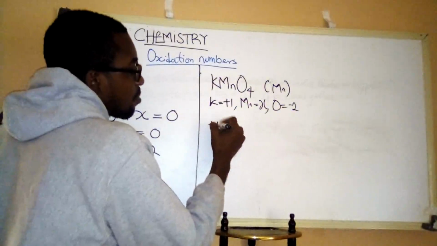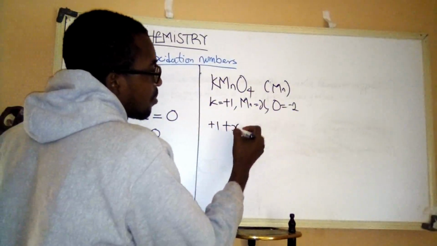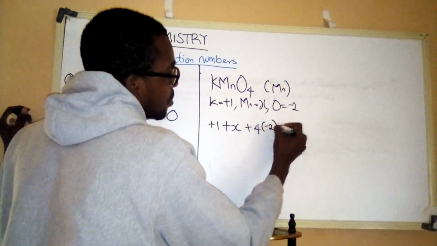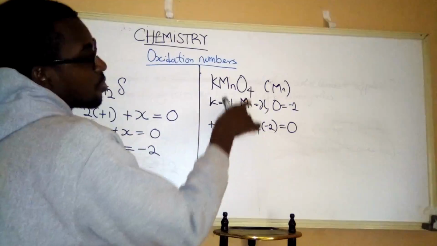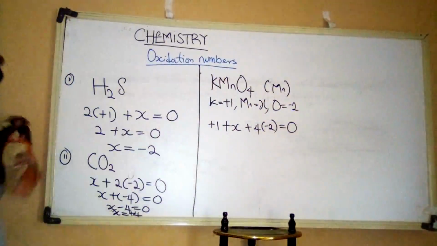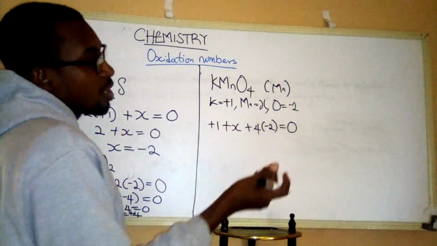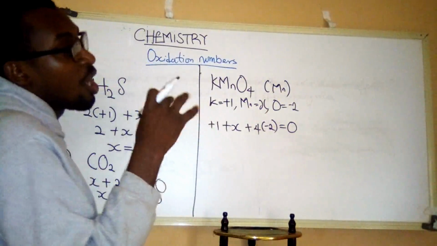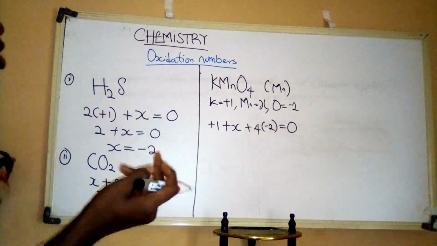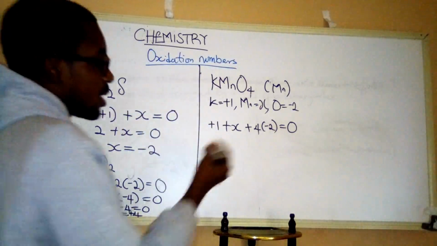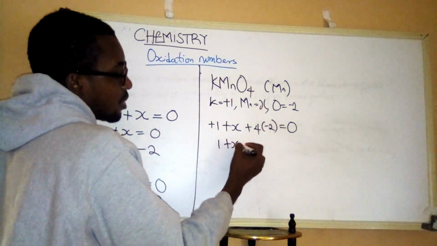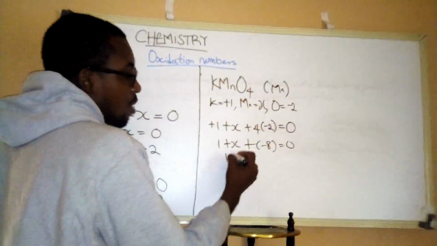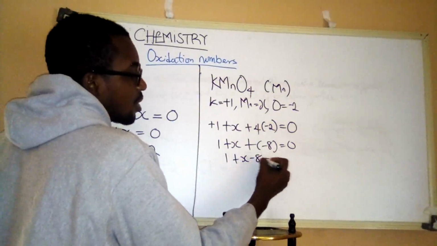Then if that's the case, this becomes +1 plus X plus 4 times -2. The reason why this is 4 is because the number of oxygen atoms here is actually 4, and then everything is equated to 0. Remember, I told you that the algebraic sum of the oxidation numbers of a compound will give us 0. And then this will be 1 plus X plus -8 is equated to 0. 1 plus X minus 8 equals 0.